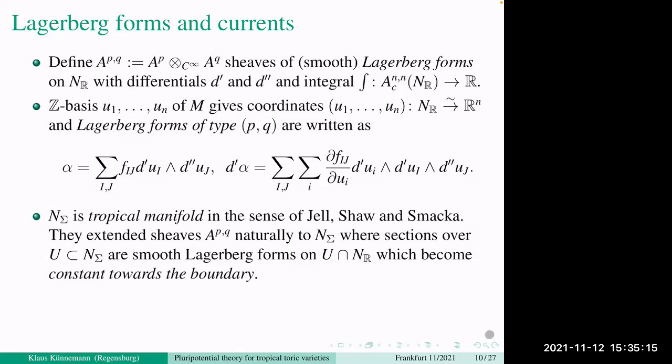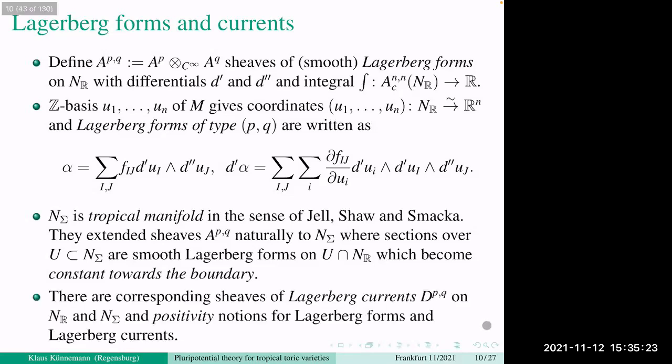Okay, so these are the good forms which we should use to work here, introduced by Jell, Shaw, and Smacker. And then there are corresponding sheaves of Lagerberg currents, which you define by the same procedure as in complex analysis. You have to be a little bit careful to also take care of the condition that it's constant at the boundary, but you can do this. So you can define these currents here, and you can also talk about positivity.